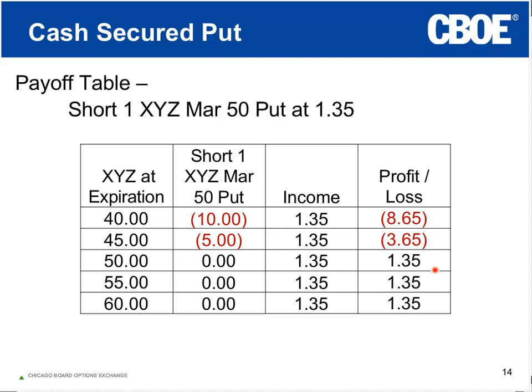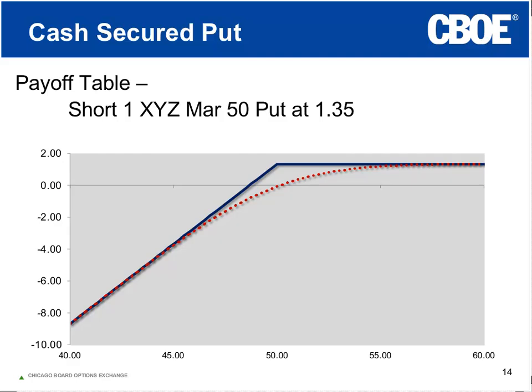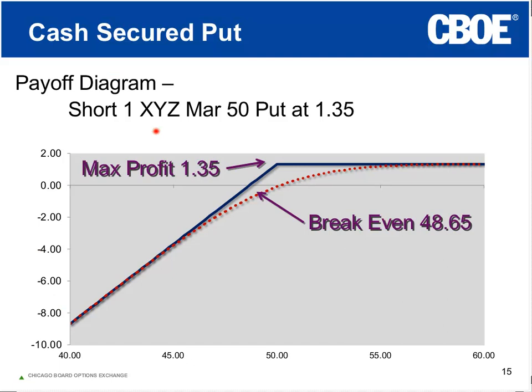Now we'll take a look at another one of those hockey stick-looking payoff diagrams. This is what the payoff diagram looks like for a short put. We've got our maximum potential profit in this case of $1.35, and then a break-even level down at $48.65. And those of you that can do the quick math will realize that the break-even level would also be our net effective purchase price if the stock is below 50 at expiration.